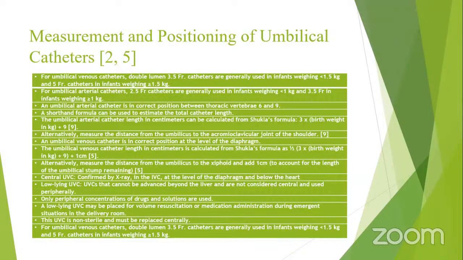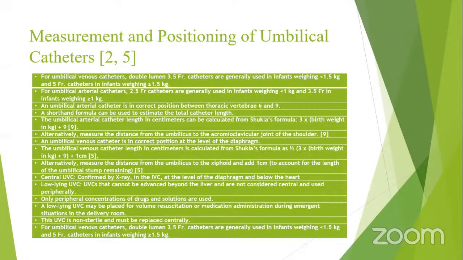An umbilical venous catheter is in correct position at the level of the diaphragm. The umbilical venous catheter length in centimeters is calculated from Shukla's formula as half of 3 multiplied by the birth weight in kg plus 9. So half the arterial, plus 1 centimeter for the stump. Alternatively, measure the distance from the umbilicus to the xiphoid and add 1 centimeter to account for the length of the umbilical stump remaining.